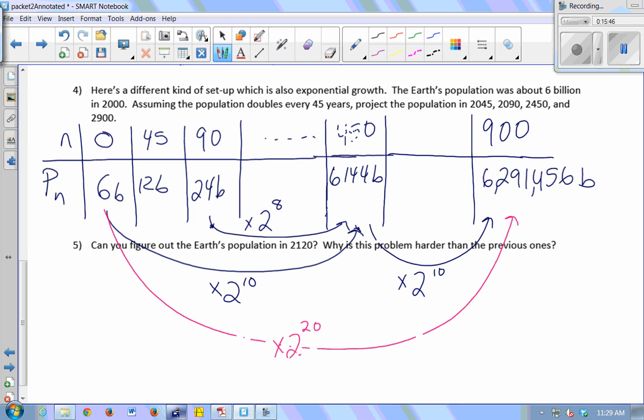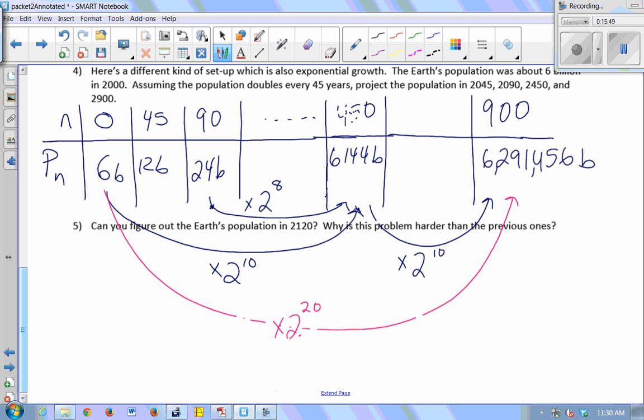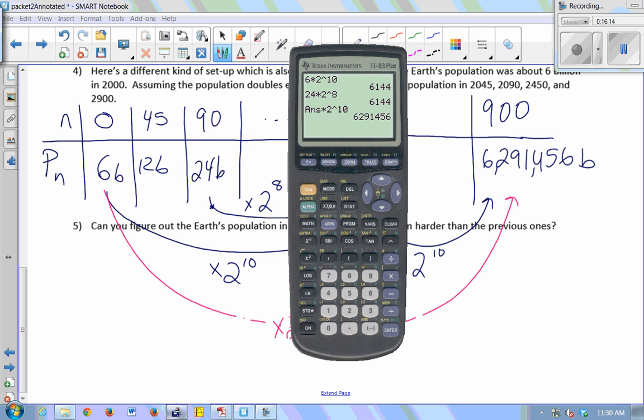All right, so the next thing we want to figure out is the Earth's population in the year 2120. Why is this problem harder than the previous ones? Ryan, why? Because 2120 is not a multiple of 45. 120 years after the year 2000, you say, okay, how many sets of 45 years have gone by? And you go, oh, well, I figured that out by doing a division problem. Oh, 2 2/3, right? So it's going to double somewhere between 2 and 3 times, right?